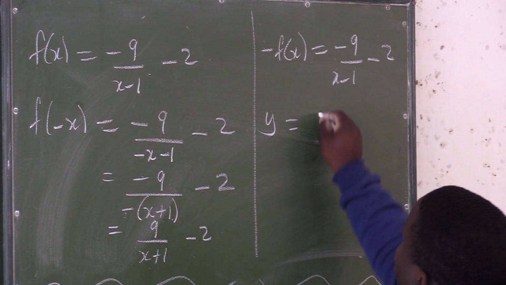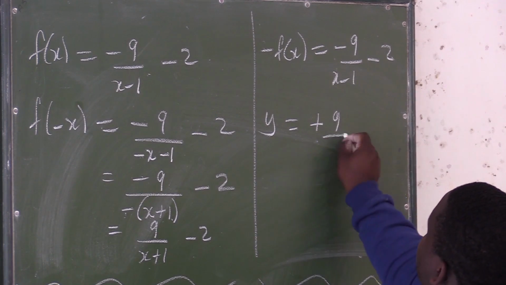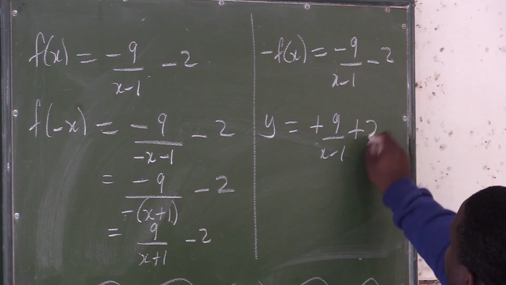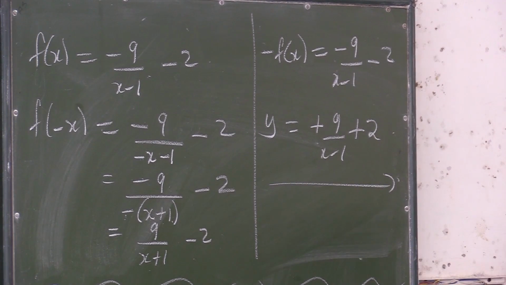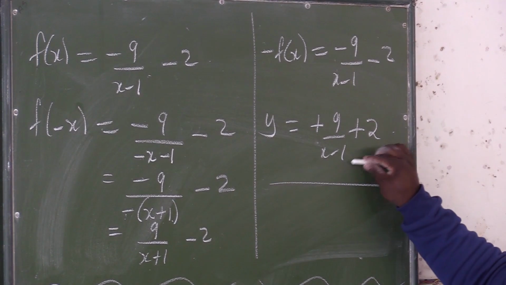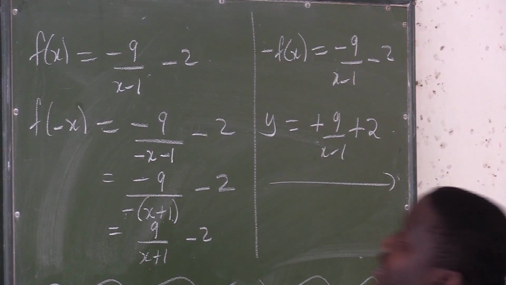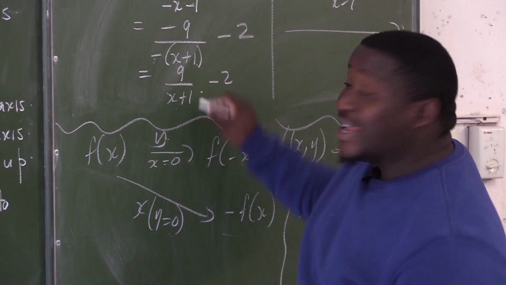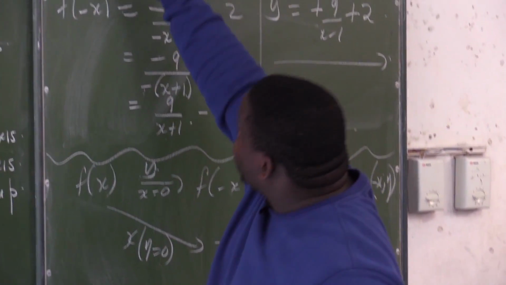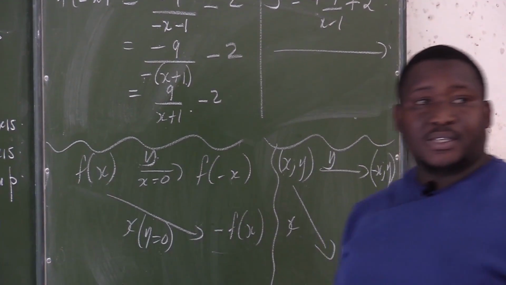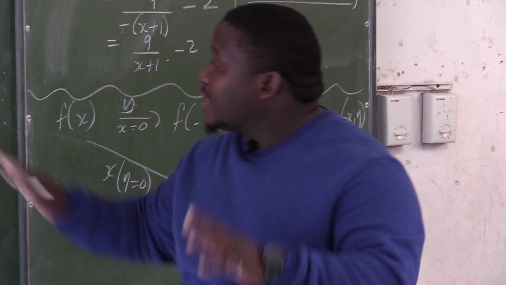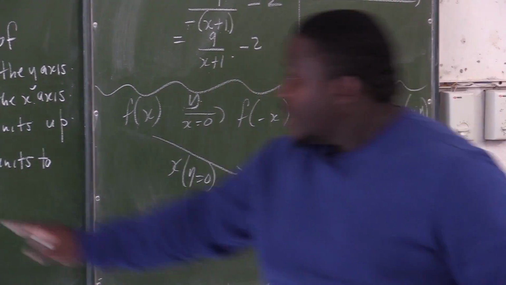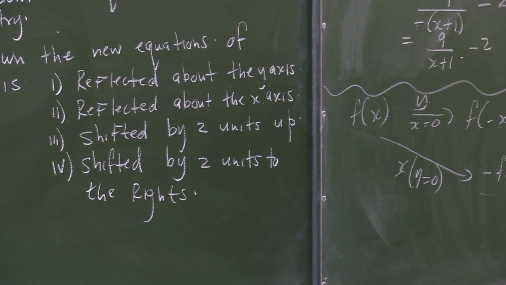Divide by negative 1, this becomes a positive 9 over x minus 1. If I divide by negative 1 here, I'm getting a positive 2. Then I'm getting this new equation. It means this equation is the result of reflecting f of x along the x-axis. But this equation is the result of reflecting f of x along the y-axis. So you need to make sure that you understand these two types of reflection along the x-axis and along the y-axis.